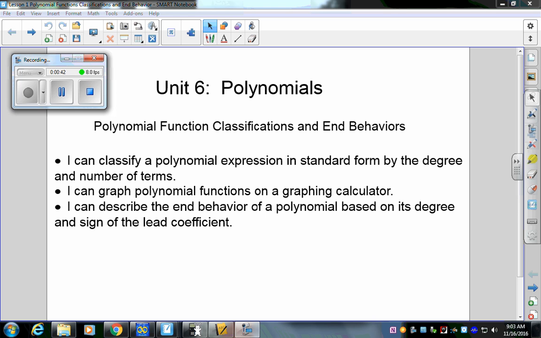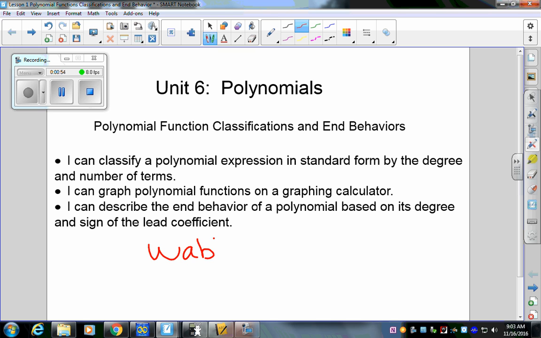All right, so at the end of today's unit, you should be able to classify a polynomial in standard form by the degree and number of terms. Graph a polynomial on your graphing calculator. If you don't have a graphing calculator, please pull up wabbit.com. Yes, that is Wabbit with a W. Wabbit.com, so that you can take a look at some of the graphs we are doing. It is free.